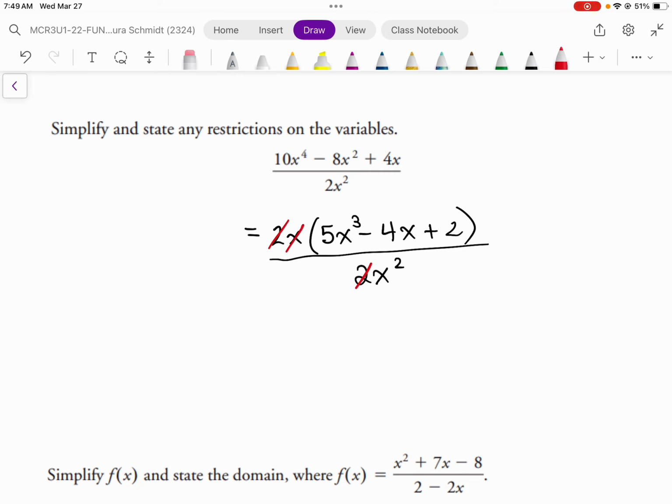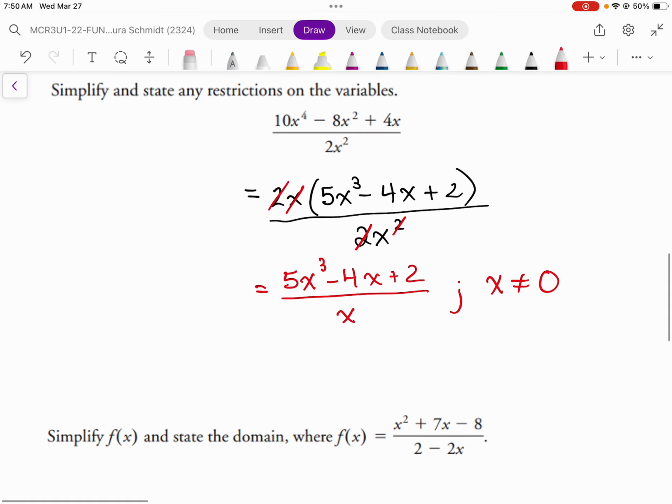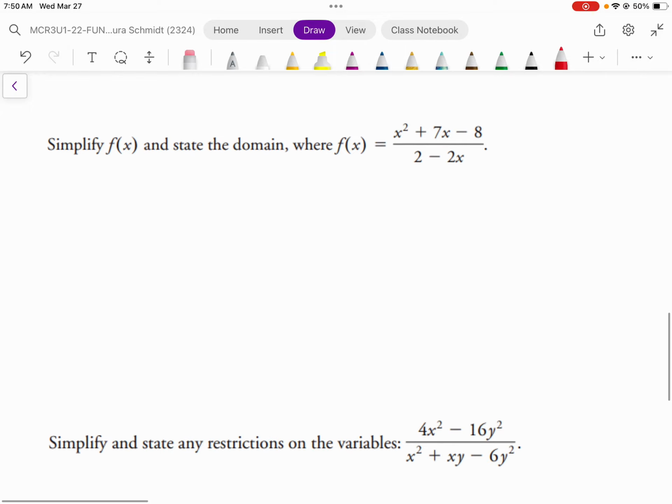We can cancel out this x and one of these x's, leaving us with this giant thing on top, 5x cubed minus 4x squared plus 2, and everything's divided by x. And for our restrictions, x just cannot equal 0 because that's what would make the denominator 0, which we don't want. Okay, cool. Sorry, I'm going fast because this video is already long.